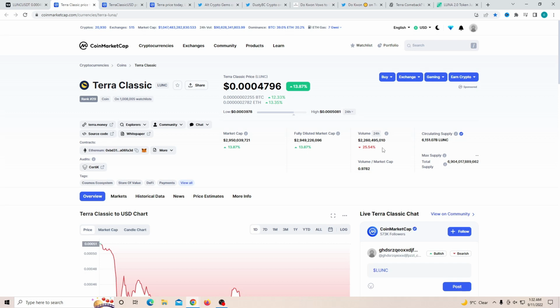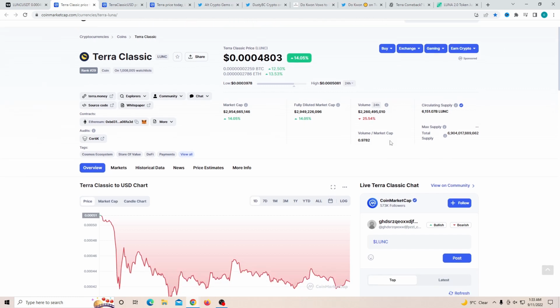Significant dump, but also the trading volume to the market cap ratio is still sitting close to 100%. It's sitting close to 98%, but that's still amazing when you think about the fact that we are ranked the 29th largest crypto by market cap. Personally, I know a lot of people want to see the trading volume increase as much as possible, but keep in mind you do have to be a little patient.